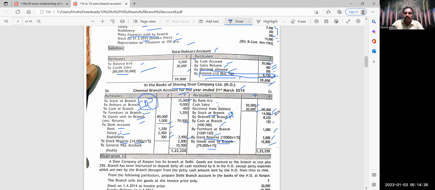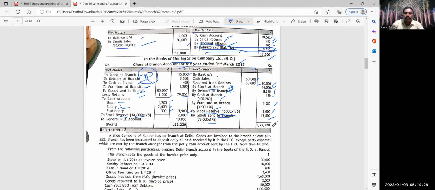Closing debtors 8,220. Now you balance it. 1,22,220, 1,22,220, 1,22,220. The profit is 10,900. Please cross-check this profit once again. What is the difference here?